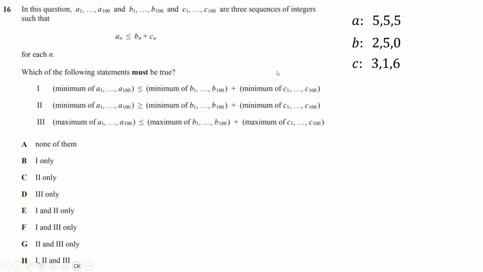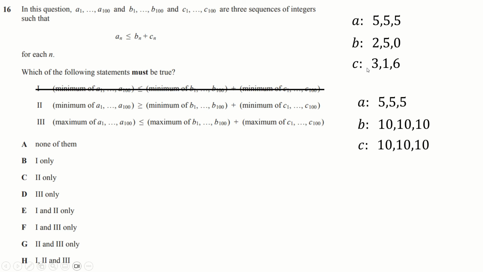But the minimum of A1, which is 5, is not less than the minimum of this plus the minimum of that. So I found a counterexample for that. This one here, the minimum of A greater than the minimum of this plus the minimum of this. Well, I just found a case where that was true. But if I just do a more normal case here, like this, I think it's not true anymore. Because the minimum of A1 is just 5, and that's not greater than the minimum of this plus the minimum of that. So that's not true.